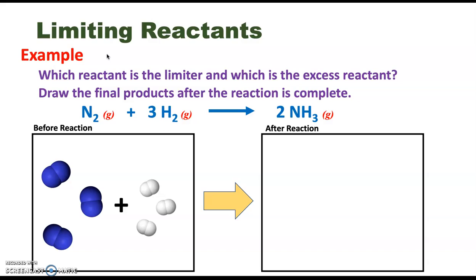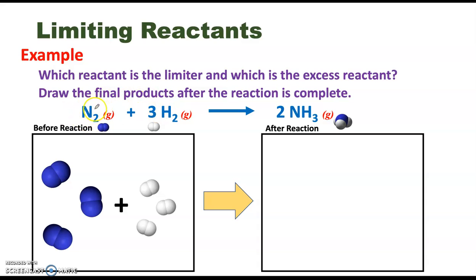But before we do the math examples, I'm going to show you some diagrams, some pictures to help drive the point home. So in this example, it says which reactant is the limiter and which is the excess. Draw the final products after the reaction is complete. So the first thing we have to do is balance it, but in this case it's already balanced. So you can see here that it's a 1:3 mole ratio how they react.